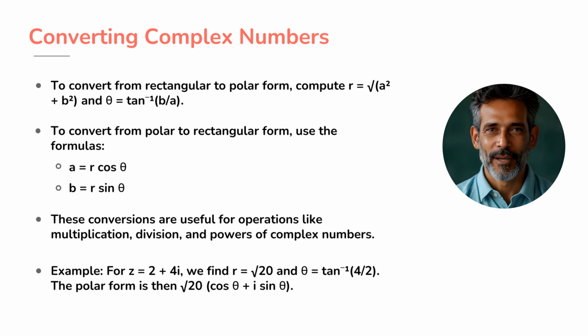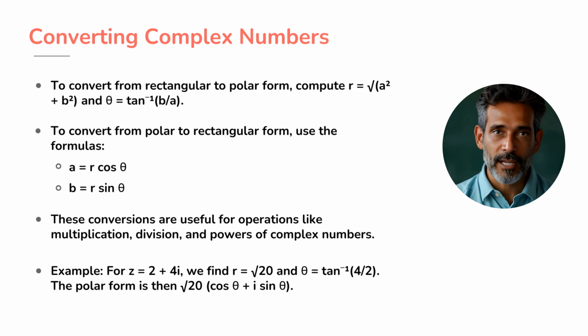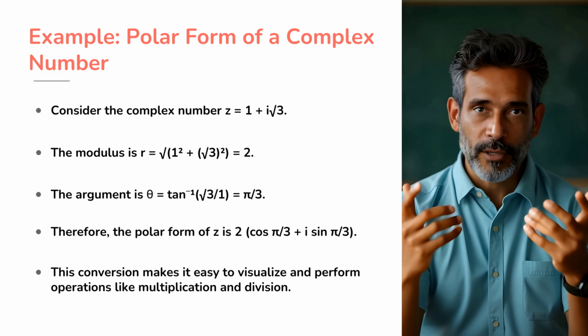For example, if z equals 2 plus 4 iota, then r equals square root of 20, theta equals tan inverse of 4 divided by 2, and the polar form becomes square root of 20 times open bracket cosine theta plus iota sine theta close bracket. Let's work through an example.